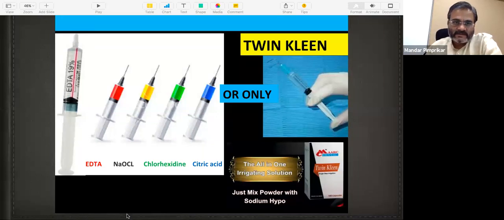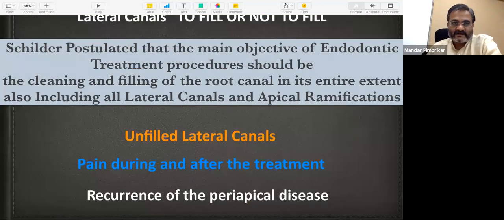So the choice is yours, whether you want to have this many syringes on your tray or you just want to have one solution for all the problems, which will take care of the smear layer, which will have better penetration, better tissue dissolution and better antibacterial action. So that's about the newer strategy, that is continuous chelation.